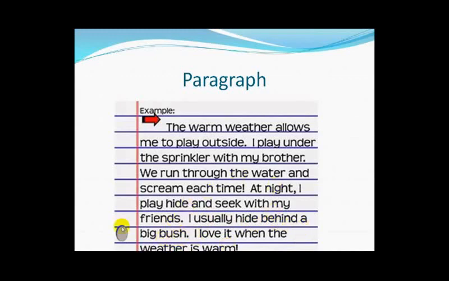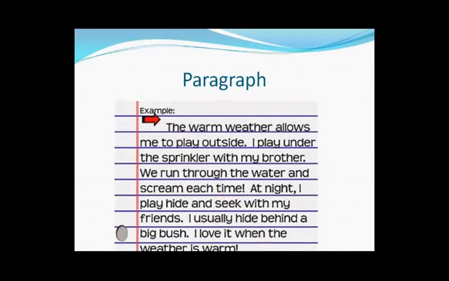Now look at this. This is the supporting argument. How that person actually is trying to prove the claim that he made here: the warm weather allows him to play outside. Okay, and at the end you see this: I love it when the weather is warm. So this is exactly a rephrase, sorry, of this first sentence. Okay, I hope it's clear.